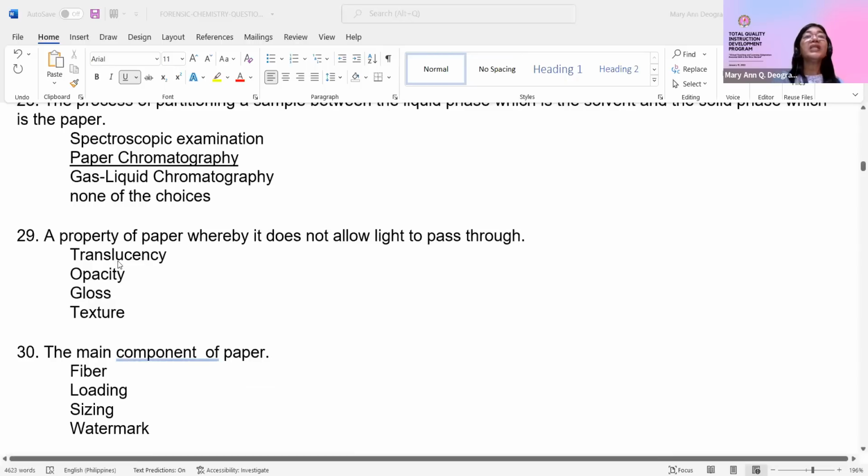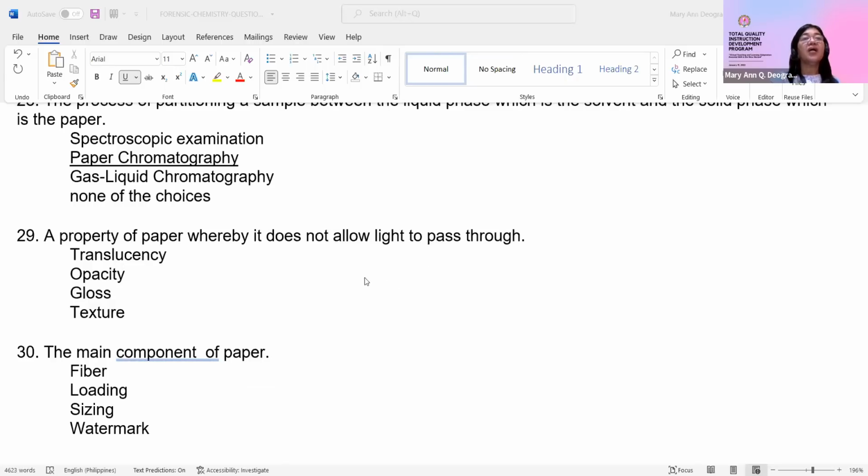Alright. 29. It does not allow light to pass through. Ang pagpipilian nyo lang dyan, yung dalawa eh. Cross nyo na tong gloss tsaka texture, di ba? Ano sagot? Okay, letter? Ayan, letter B. Translucency, it allows light.